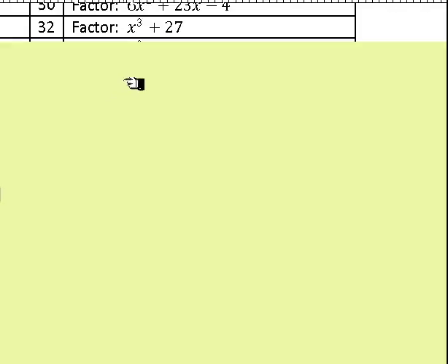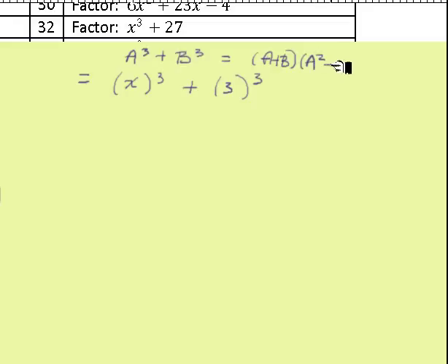Number 32 does not have a common factor. It's not a difference of 2 squares, but we notice it is a sum of 2 cubes. All right, it's equal to x cubed plus 3 cubed. And we have our sum of 2 cubes formula. I'll just write it up here. A cubed plus b cubed is equal to a plus b, a squared minus ab plus b squared.